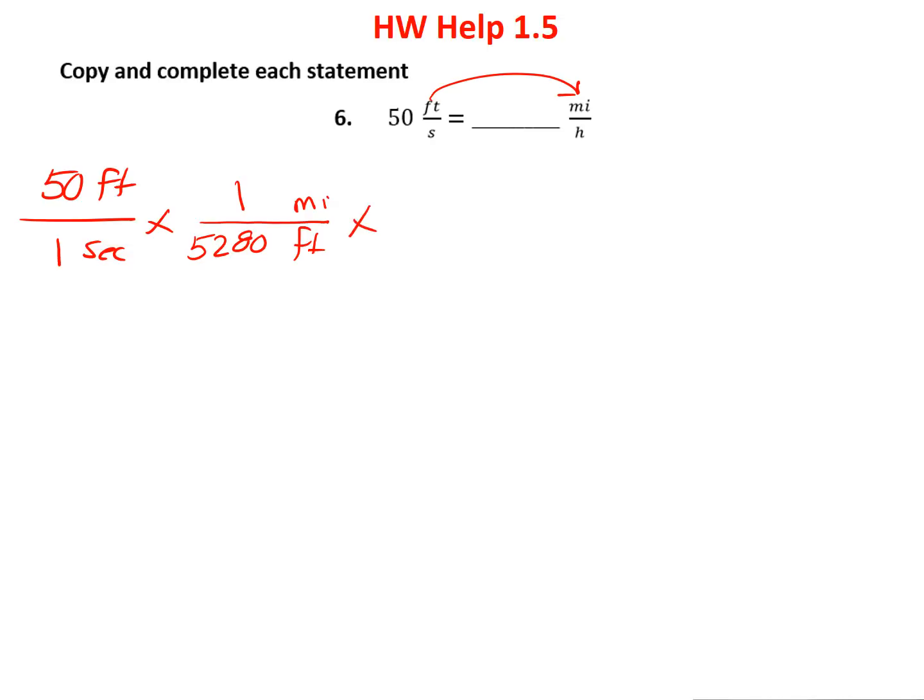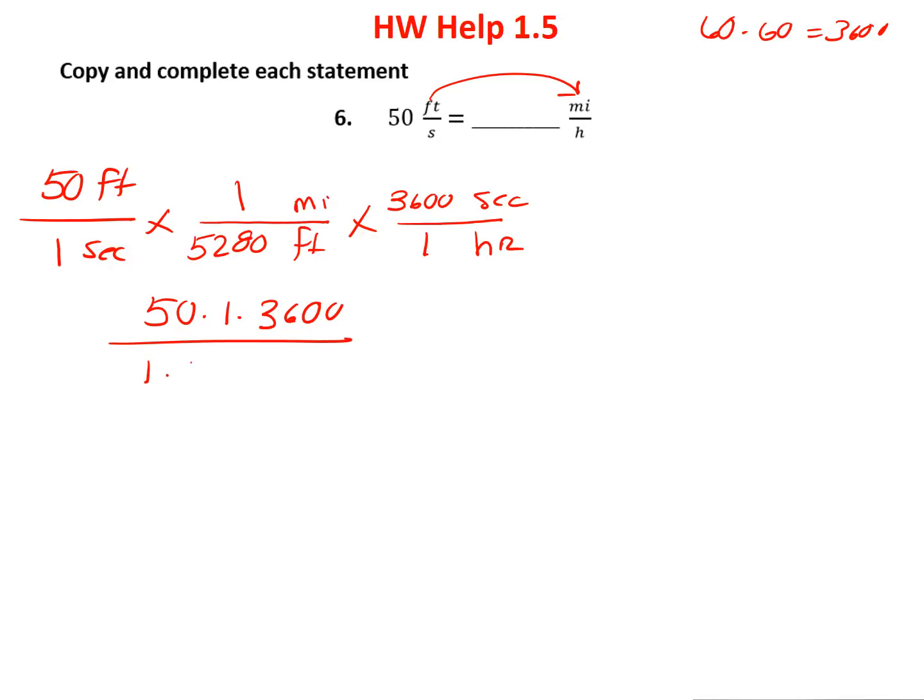And now we want to change the seconds to hours. So I'm going to put the hour on the bottom and put the second on top. Again, when I multiply, the seconds will cancel out. I'll be left with hours. And we know that there are, how many seconds are there in an hour? Well, there's 60 seconds in a minute, and there's 60 minutes in an hour, so it's actually 60 times 60, or 3,600 seconds per 1 hour. All right? So if I multiply through here, number-wise, I'm going to have 50 times 1 times 3,600. And on the bottom, I'm going to have 1 times 5,280 times 1.